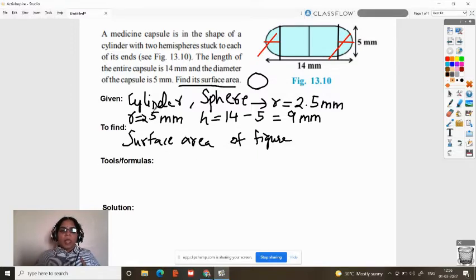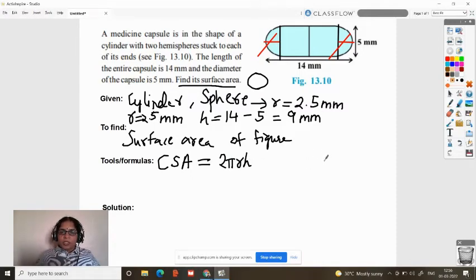Of course. Here, for a cylinder, there is the curved surface area and the total surface area. Which one is required? If you notice, this entire thing is nothing but the curved part of a cylinder. So, we are sure that we just need the curved surface area of the cylinder. If we know the formula, it is 2 pi r h.